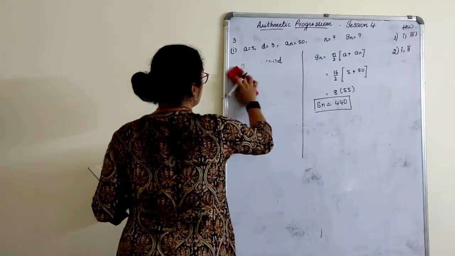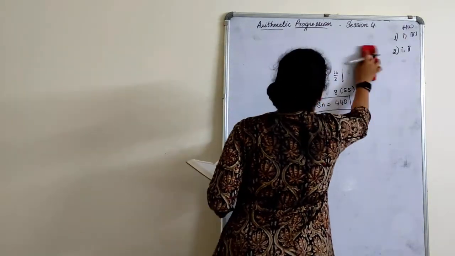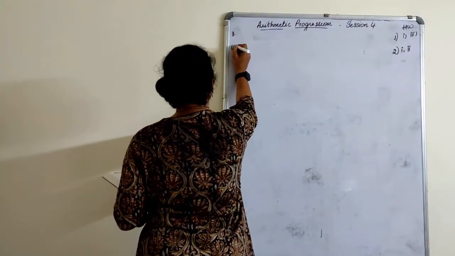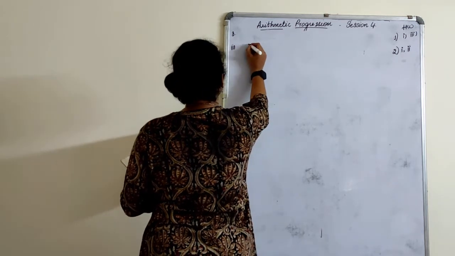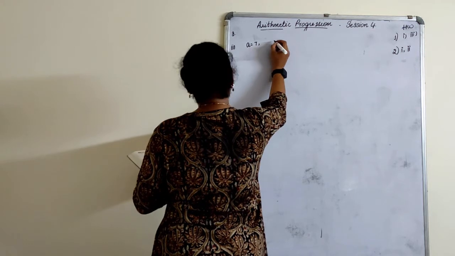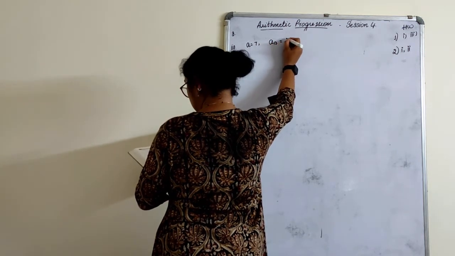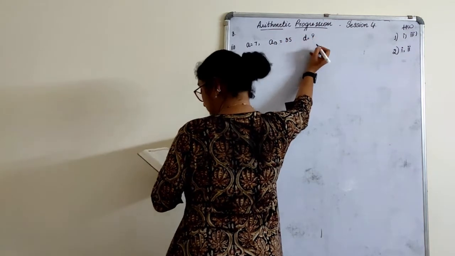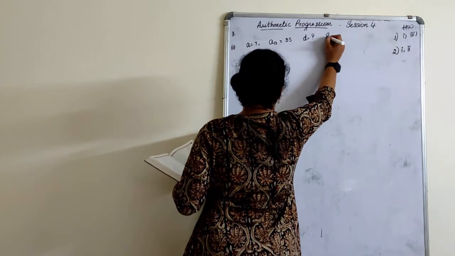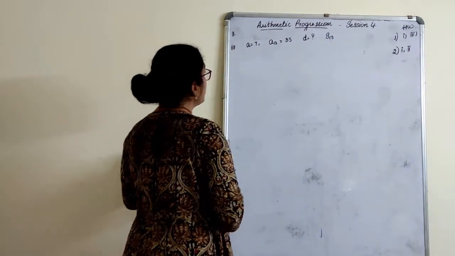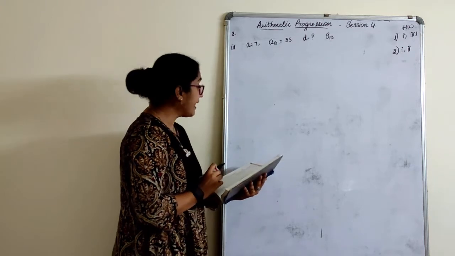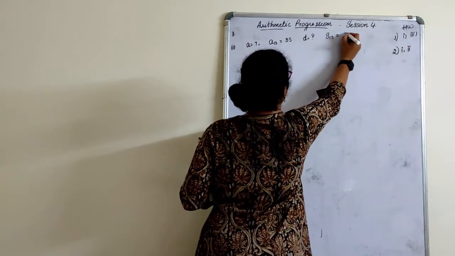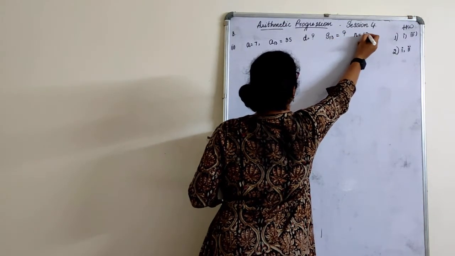Let's quickly start with the next one. Second one. Given A is equal to 7, A13 is equal to 35. Find D and S13. Okay. They have given you A is equal to 7, A13 is 35. Find common difference and S13. Then that means we know one more term. What is it? N is equal to 13.